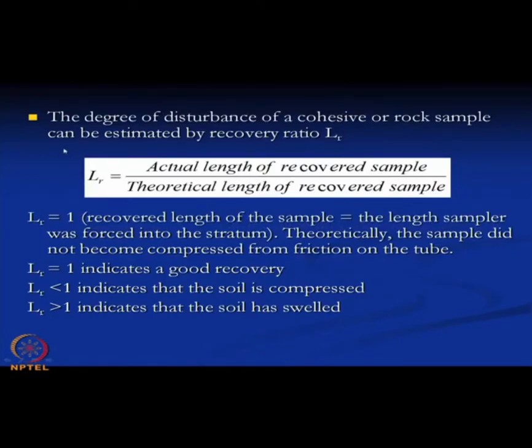Now, the degree of disturbance of a cohesive or rock sample can also be estimated by the recovery ratio. Once we push the sampler into the soil, the recovery ratio is defined as the actual length of the recovered sample divided by the theoretical length of the recovered sample. That means the length of the soil sample we have collected through the sampler is the actual recovered length, and the theoretical length is the total length of the soil sampler. So, this is the ratio.